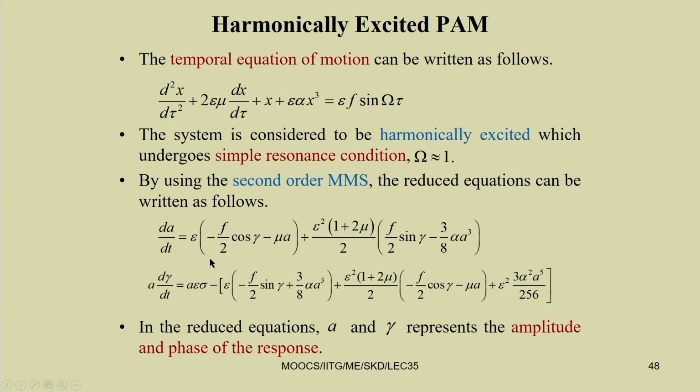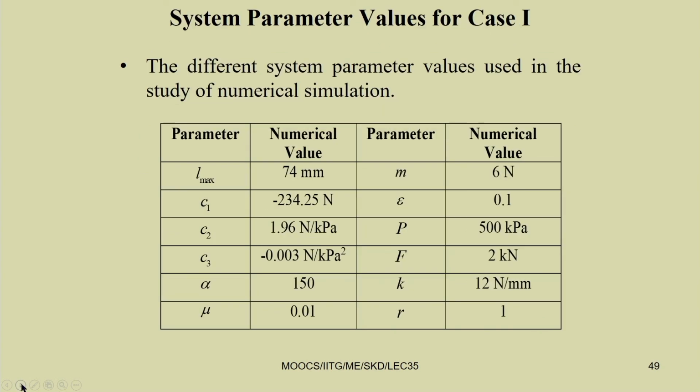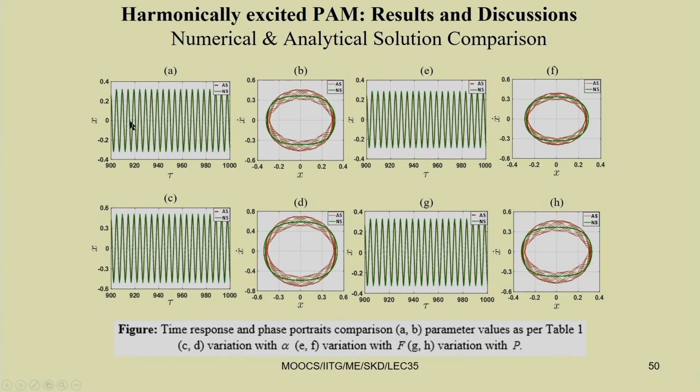As you know, for steady state a and gamma will not be functions of t, so the left hand side will be equal to 0. Now we can have a closed form solution and solve it to find the response of the system. By performing experiments we got these parameters C1, C2, C3, alpha, mu, taking L max equal to 74 mm. All these parameters have been obtained, and other parameters taken are here. By taking all these parameters it is modeled and you can see the response.